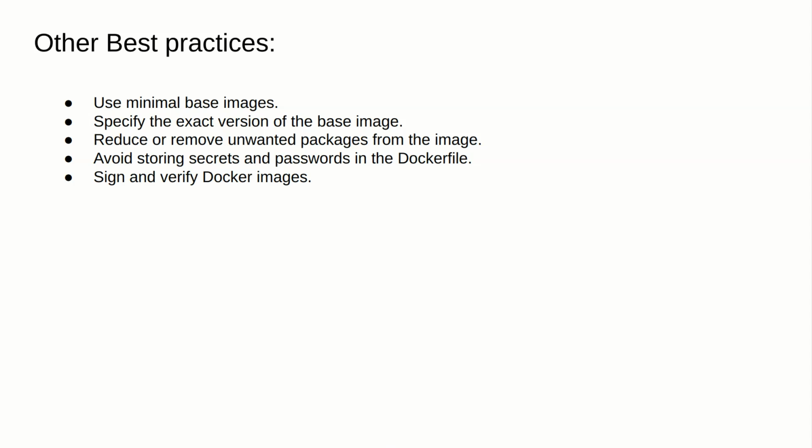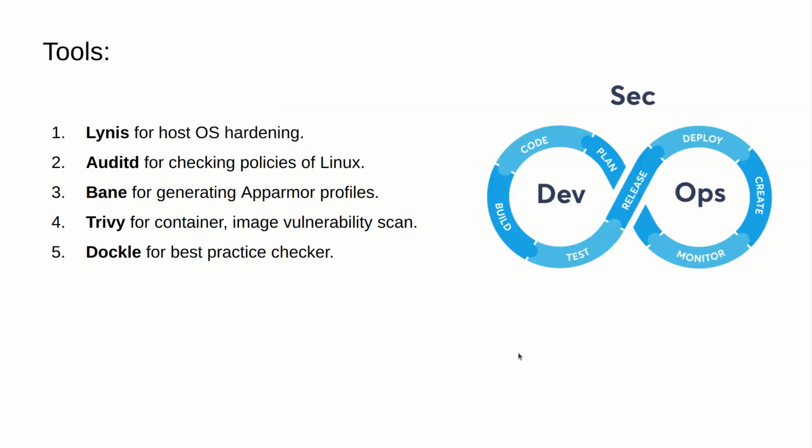Another one is to remove or reduce unnecessary packages from an image. Say you have a base image and you have some packages which you don't need, then it's better to remove them. Apart from that, storing secrets or passwords in a Dockerfile is not encouraged. Similarly, pulling images from secure and verified Docker registries is highly safe for you rather than pulling from any place, which would be a risk for you.